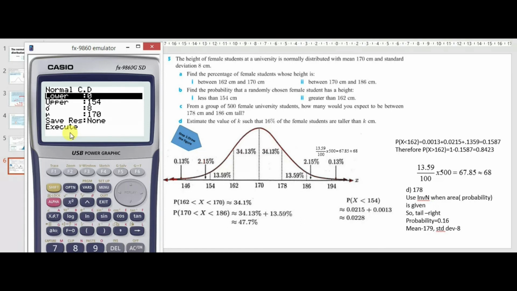Let's do it this way. The lower value given to me is 162. The upper is, just put a bigger value there. Standard deviation and mean stays the same, fortunately. And now let's execute and see.